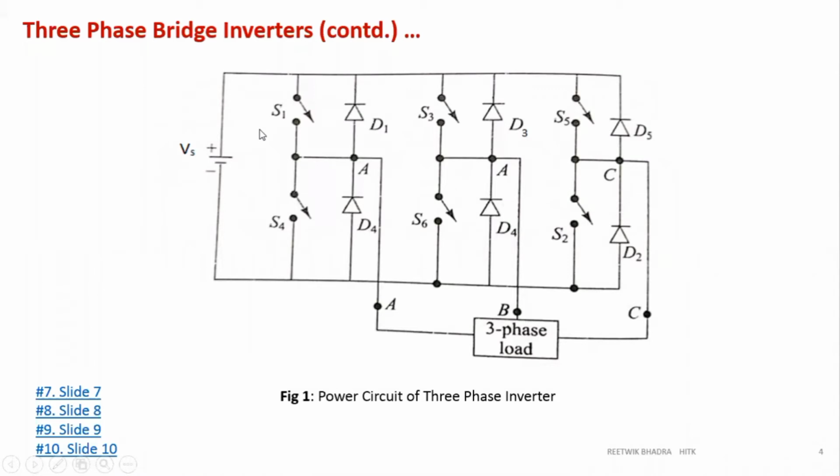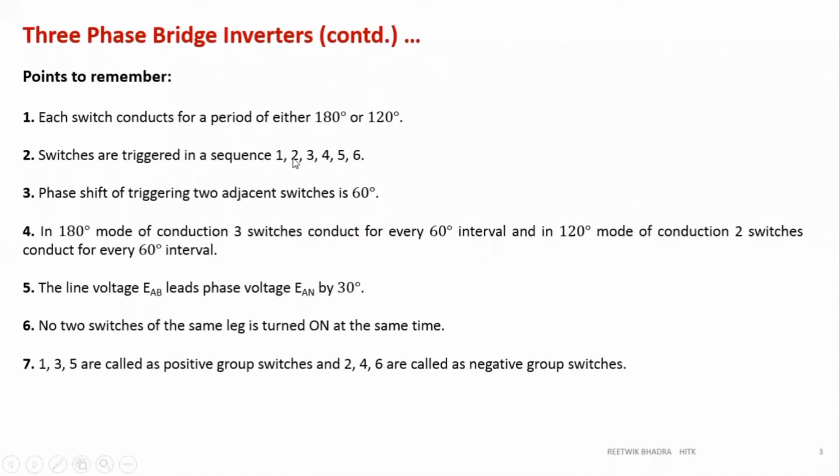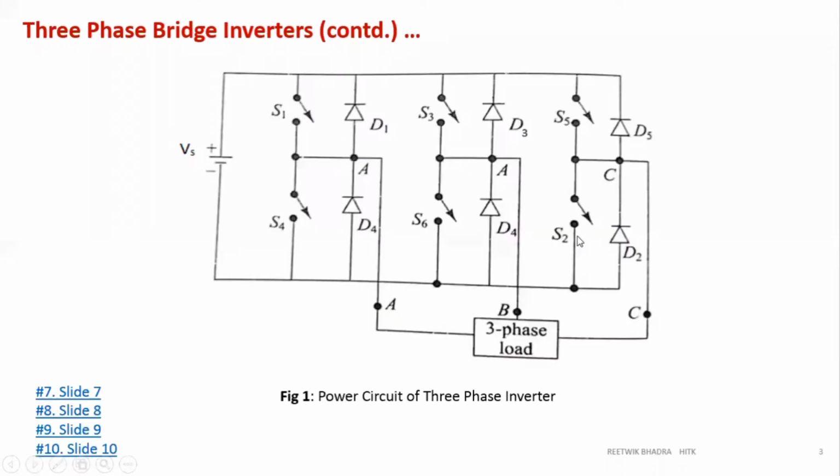Now, my second point said each switch should be triggered in a sequence, means switches should be triggered in a sequence 1, 2, 3, 4, 5, 6. So after 1, which will be on? 2. After 2, which will be on? 3. After 3, which will be on? 4. After 4, which will be on? 5. After 5, which will be on? 6.